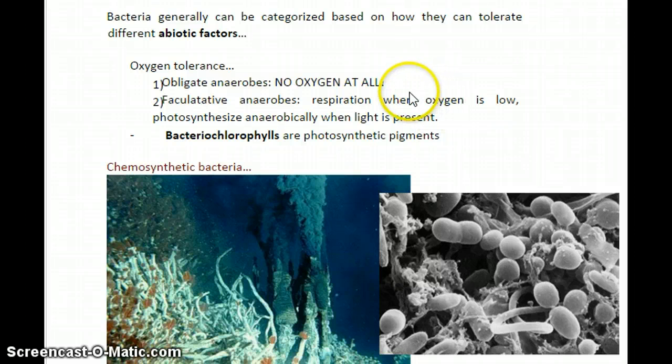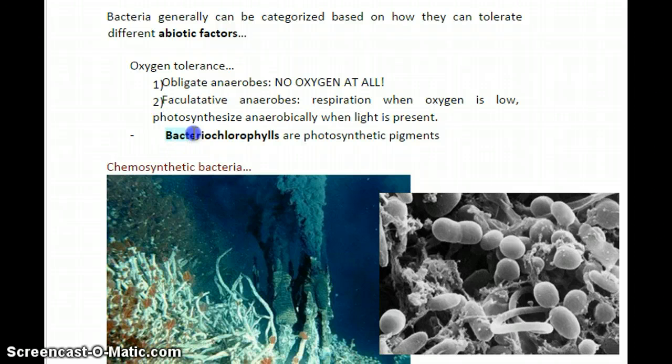Oxygen tolerance, for one thing. You have what are called obligate anaerobes. That means they cannot have oxygen, like oxygen is toxic to them. Facultative anaerobes means they can do respiration when oxygen is low, and they can photosynthesize anaerobically when light is present. So these guys can take or leave oxygen, basically, is the way of putting that.